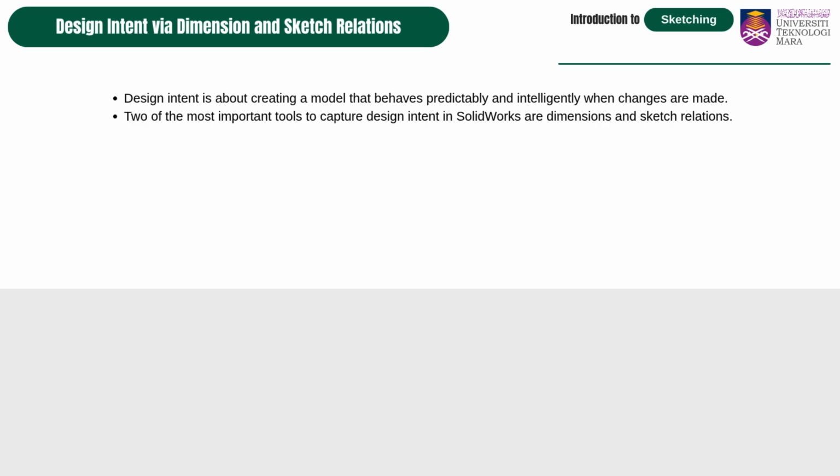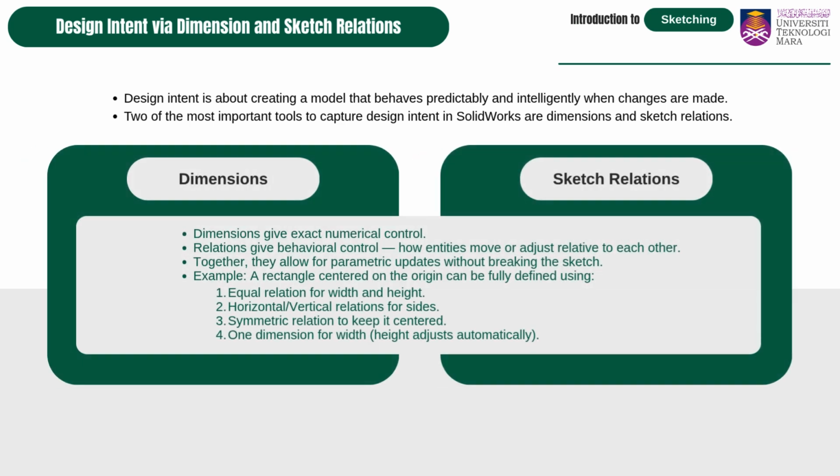Two of the most powerful tools for capturing design intent are dimensions and sketch relations. Dimensions give you exact numerical control over your sketch. You decide the size, distance, and angles of features. Sketch relations give you behavioral control, telling SolidWorks how different entities should behave relative to each other. For example, staying parallel, equal in length, or symmetric. When you combine dimensions and relations, you create a parametric model that can adapt to changes while staying fully defined.